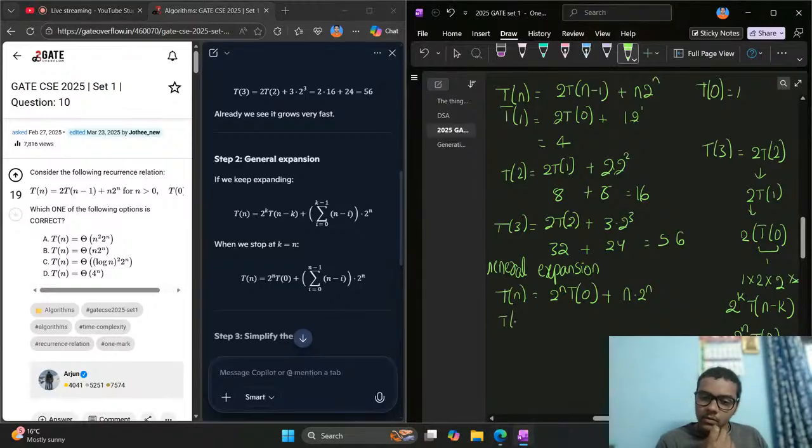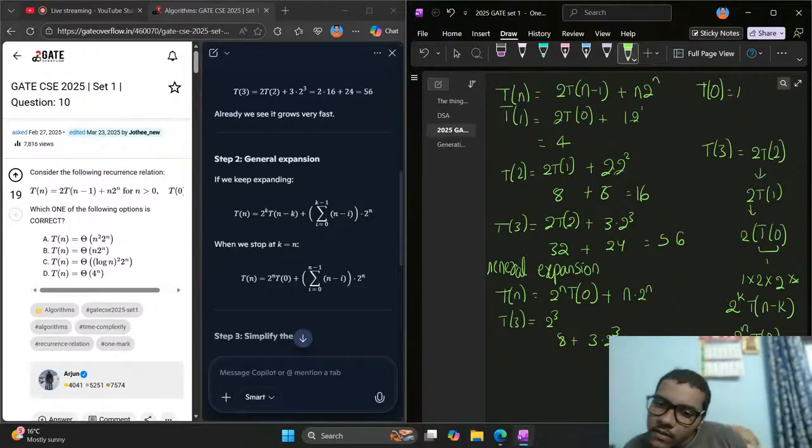No, this is not true. When this, you will get 8 plus 3 into 2 power, 24 plus 8. That's not the case. What? 2 into T of 2. Okay. Easy.